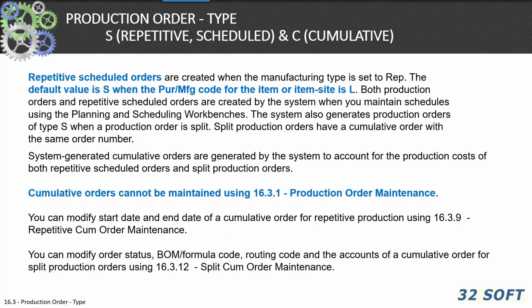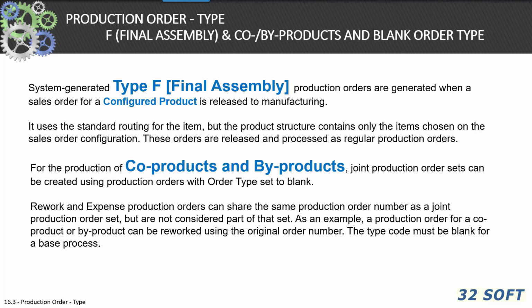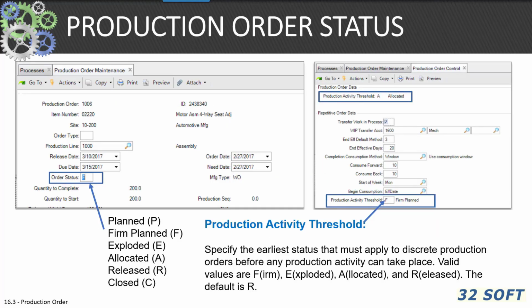You can create repetitive schedules and cumulative orders. We'll talk about that a little later in the year when we cover the repetitive functionality of production orders. Then if you use configured products, you've got a FAS schedule, and you can also use co-products and byproducts with the new production orders. The status codes, there is your production activity threshold that we talked about.